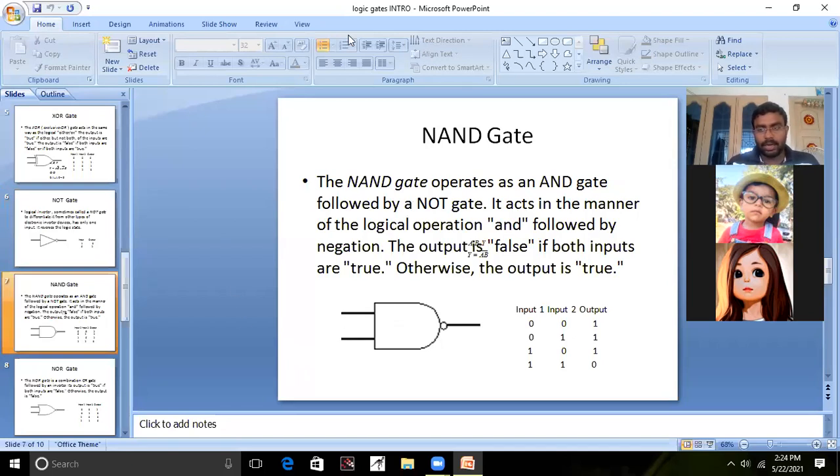That is NAND gate. Okay, Sahiti, 4D9 Sahiti.